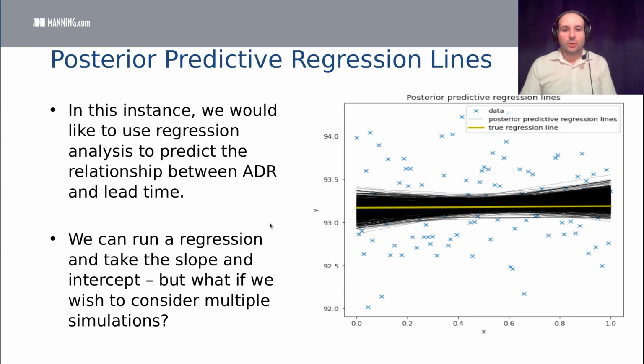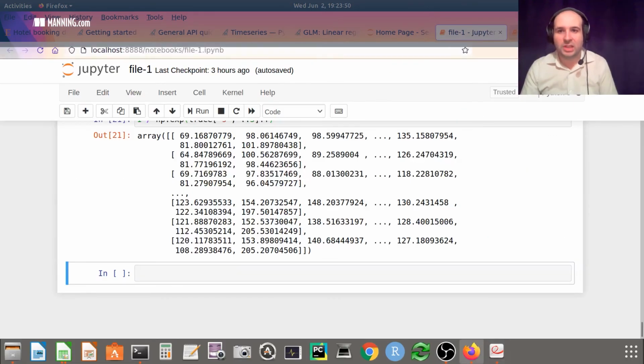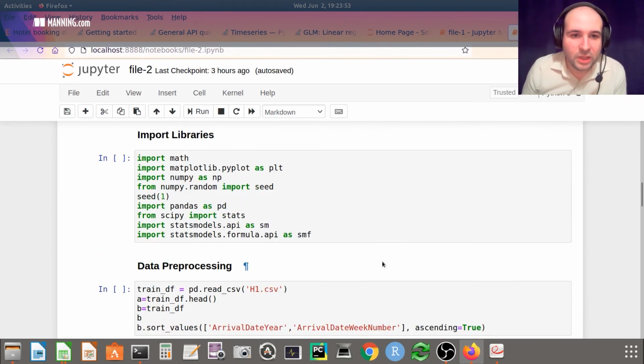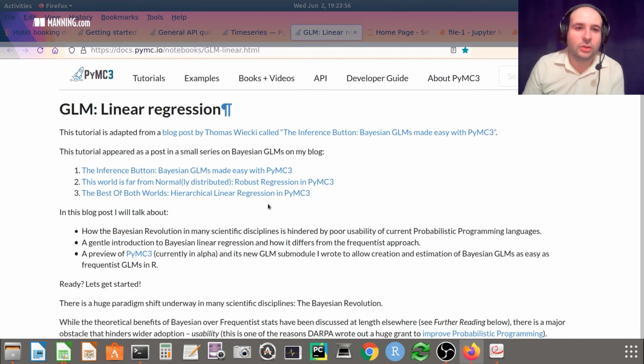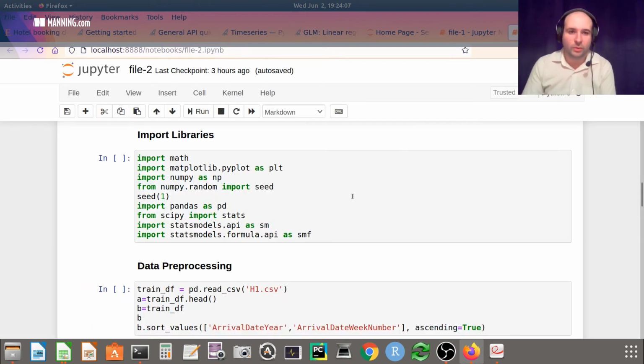Now, again, if we wanted to use standard regression analysis, we could simply run a regression, take the x and y of the data that we already do have and find the slope and the intercept. But again, that's only telling us about that particular instance. It doesn't necessarily tell us about different scenarios that we might face. So let's go ahead and see how we would do this. Just to let you know, the original template for GLM linear regression is found at the PyMC3 documentation as well, so you can have a look at this if you want more information.